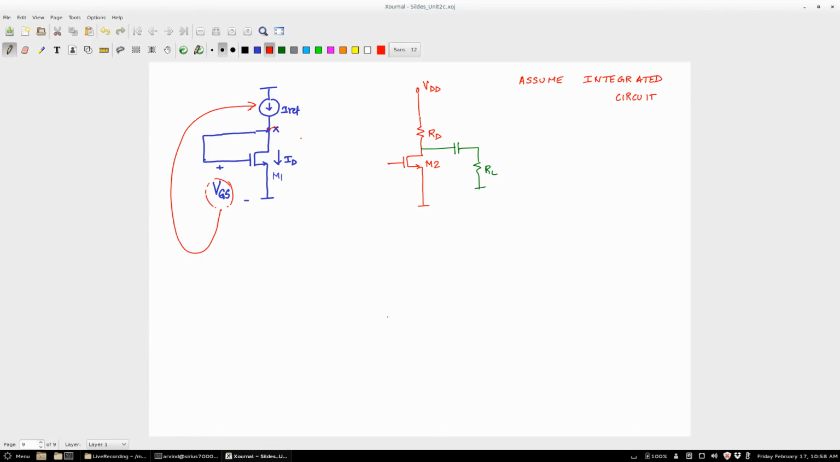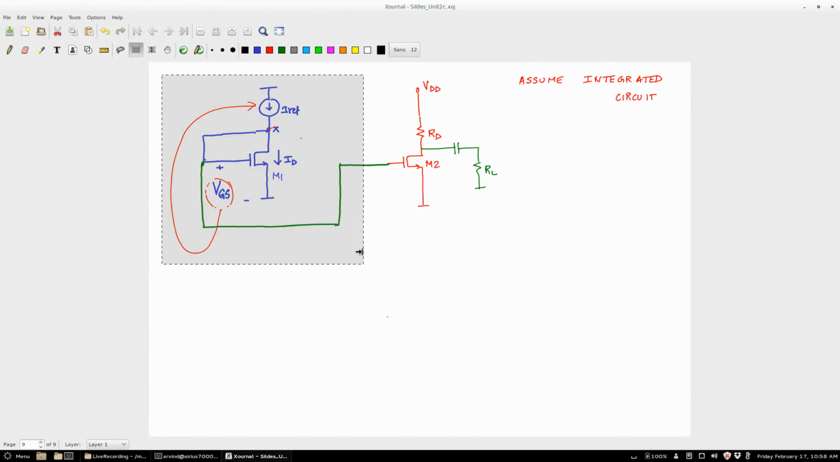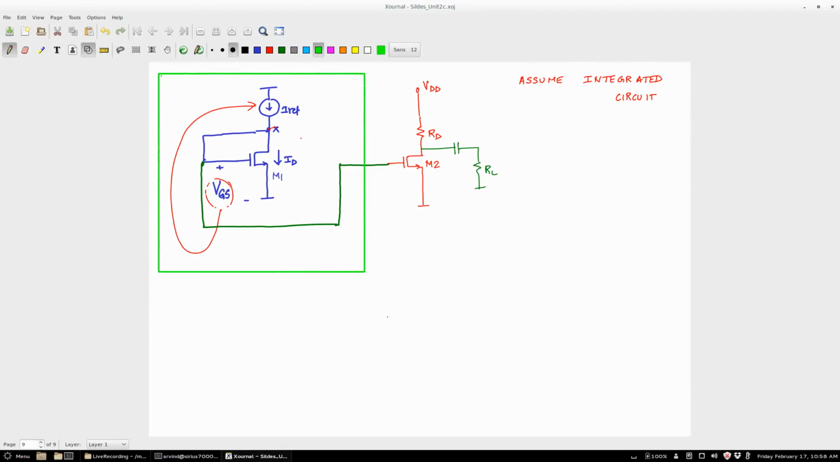Correct? So now we started with this thing. We wanted to have some value of VGS for M2, right? And we wanted that VGS to be independent of various fluctuations of temperature and process and all of that. So can I use my blue circuit to do something in the red circuit? Yes. So what can I do? I can take this guy and connect it there.